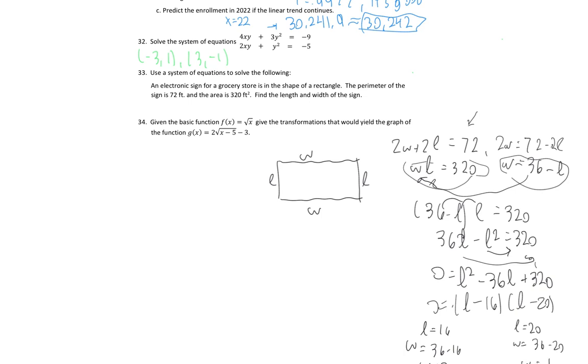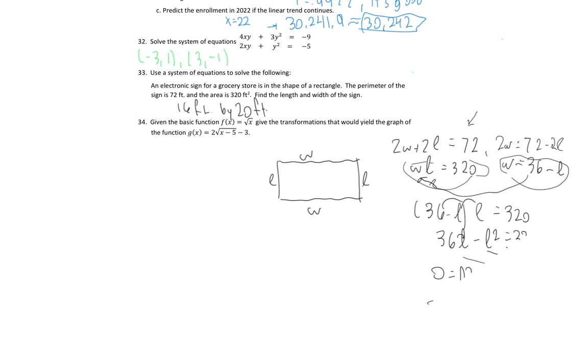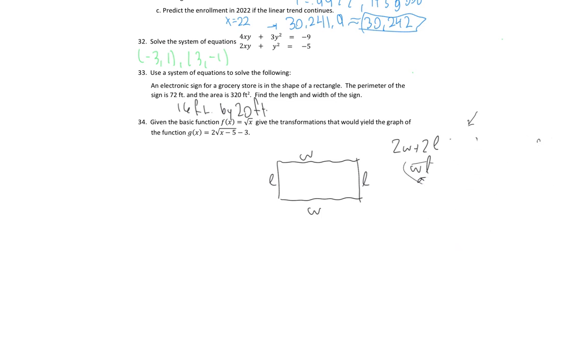The question is, is it wider than tall, or is it like that? That wasn't a good drawing. Like that. Which way is it oriented? But either way, the dimensions are 16 feet by 20 feet. And on an exam, make sure you answer that in a sentence, because the question was in the form of a sentence, so you've got to answer it in the form of a sentence for word problems.